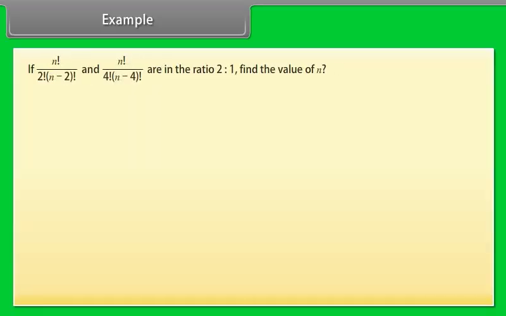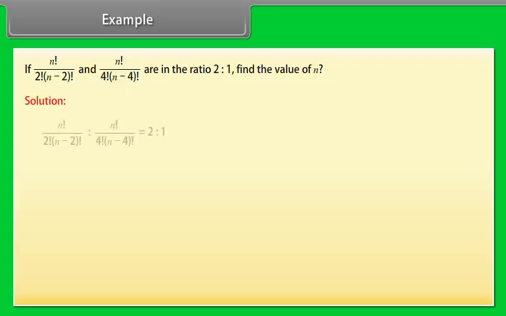Example: if n factorial by 2 factorial into n minus 2 factorial and n factorial by 4 factorial into n minus 4 factorial are in the ratio 2:1, find the value of n. Solution: n factorial by 2 factorial into n minus 2 factorial is to n factorial by 4 factorial into n minus 4 factorial is equal to 2:1.